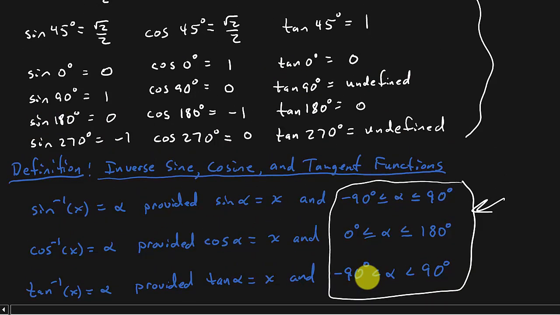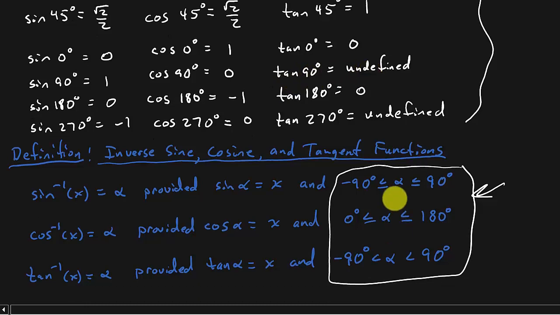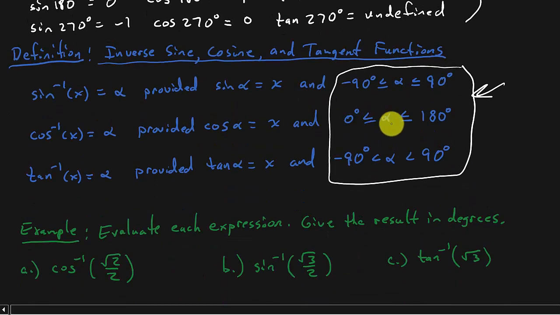And you saw that up here. See, tangent 90 is undefined. And then for cosine, alpha is between 0 and 180 degrees, and it can equal 0 and it can equal 180 degrees.